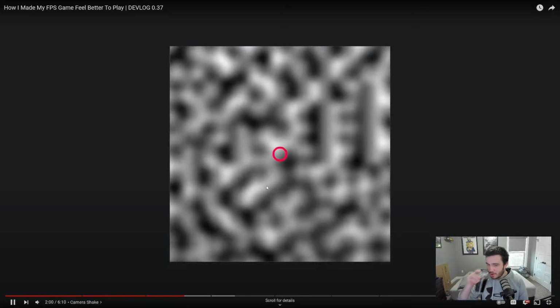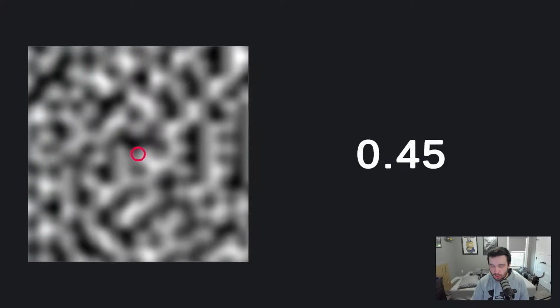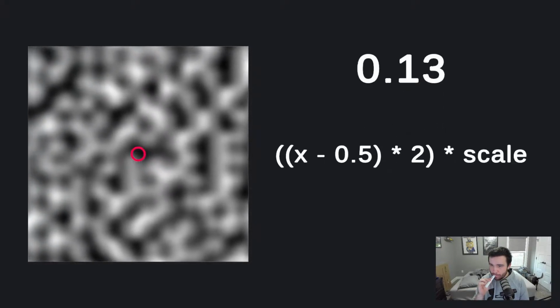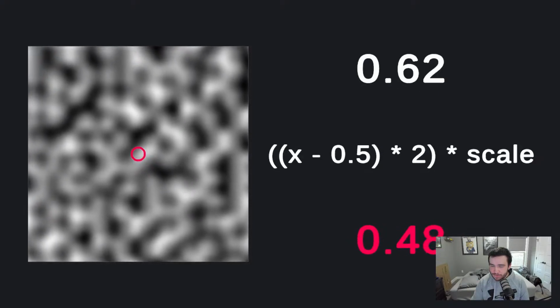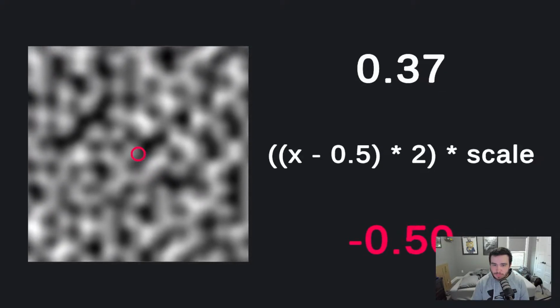Values. So if we move a sample point along the noise, we will get a value that gradually changes in the range of 0 and 1. Using a bit of math, we can adjust these values to something more ideal and then apply them to the camera's rotation. And just like that, we have pretty decent looking camera shake.